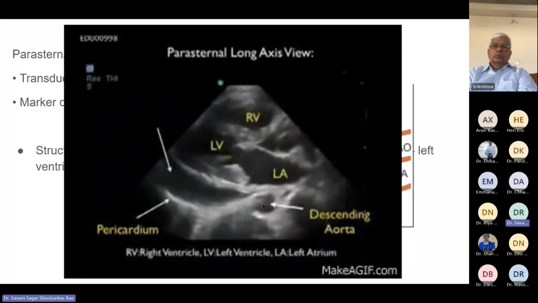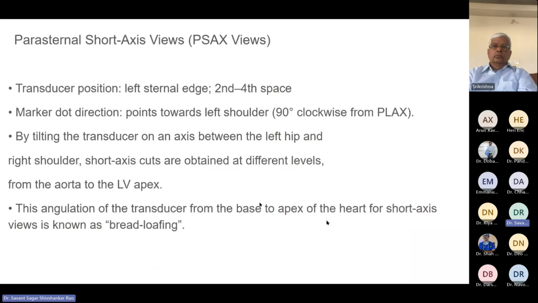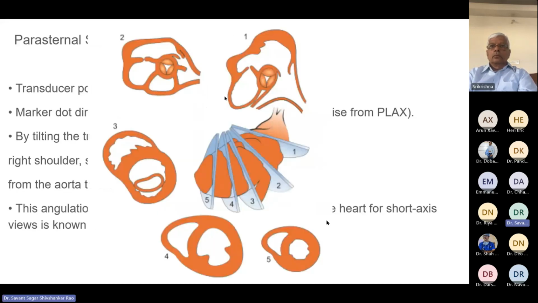So in parasternal short axis view, the transducer is positioned at the left sternal edge in the second to fourth space. The dot or the marker is pointed towards the left shoulder, that is 90 degrees to the previous view. By tilting the transducer on an axis between the left hip and the right shoulder, short axis cuts are obtained at different levels, from the aorta to the left ventricular apex. This angulation of the transducer from the base to the apex of the heart from the short axis view is known as bread loafing. So these are the short axis views.